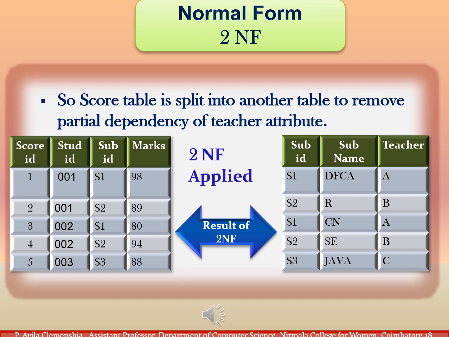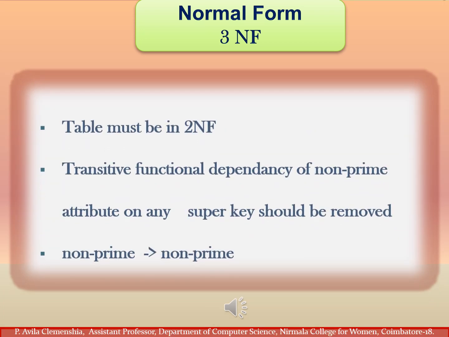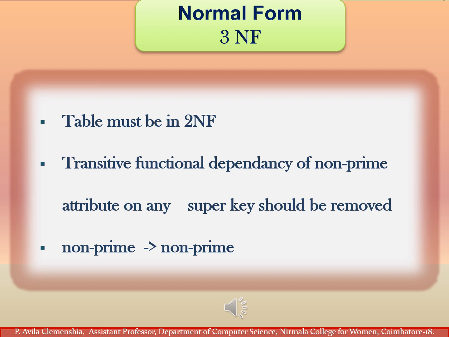For the third normal form to be satisfied, the table must be in second normal form, which implies that the table is already in first normal form. Secondly, transitive functional dependency of non-prime attribute on any superkey should be removed. That is, a non-prime attribute functionally depending on another non-prime attribute needs to be removed from the table.